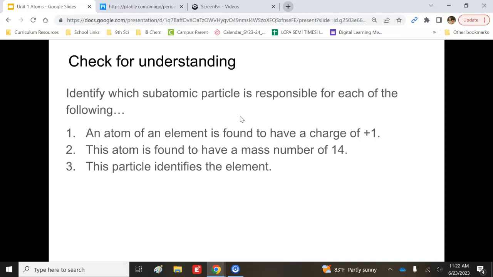Mass number is made from protons and neutrons. Because protons change the type of atom we have, we must be looking at neutrons here. Which leaves number 3 with protons. Remember, the particle which identifies the element is the proton.